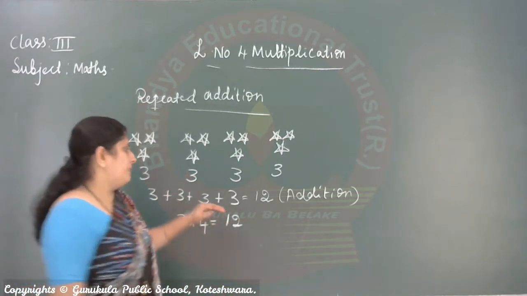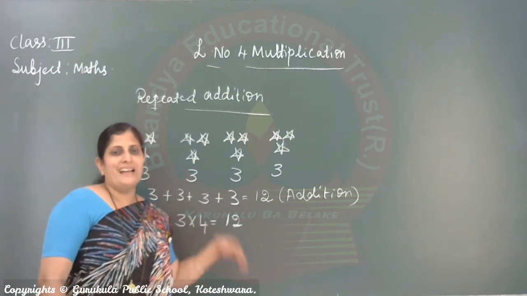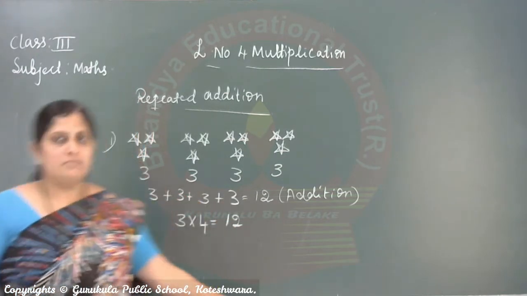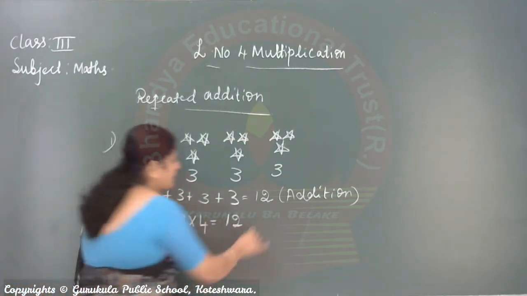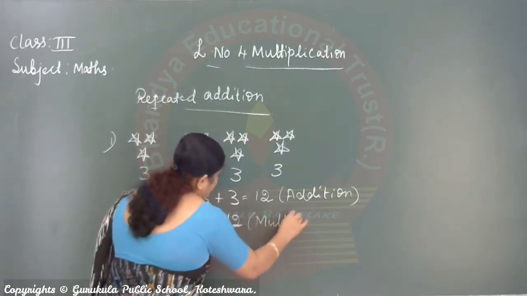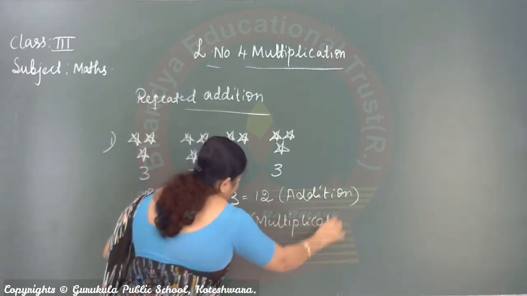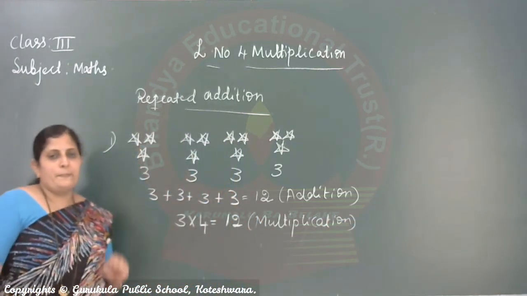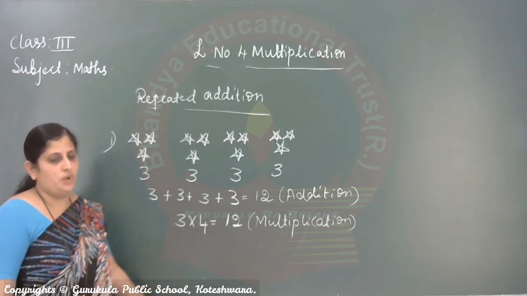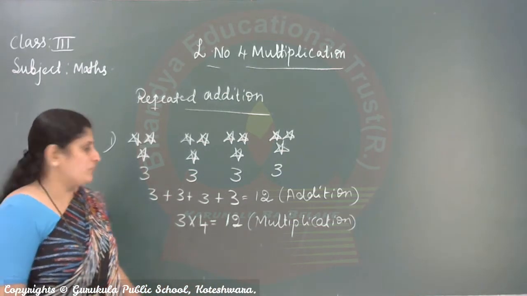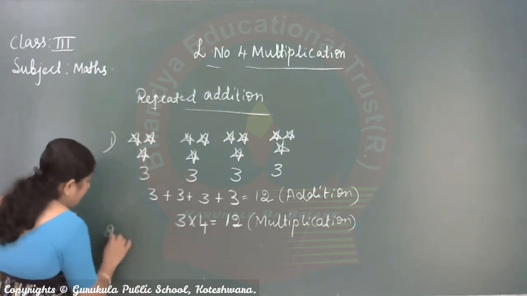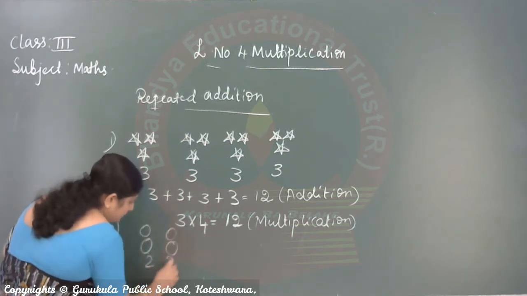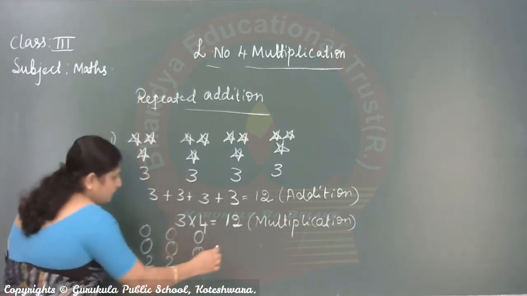See, when we have big numbers, we cannot add repeatedly like this, no? So we use the multiplication method. This is multiplication. So with this, you can understand that multiplication is repeated addition. Multiplication is what? Repeated addition. One more example we can take here. Second example. Here, 2 stickers. Here 2. Here 2.